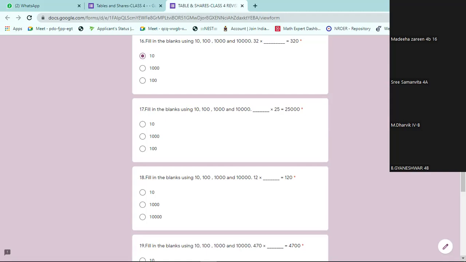12 into something is 120. 12 into something 120. Extra 0 you are getting. 1 0 you are getting. So multiply with 10. Simple logic. If you can catch the point, if you can get that logic, easily you can do.